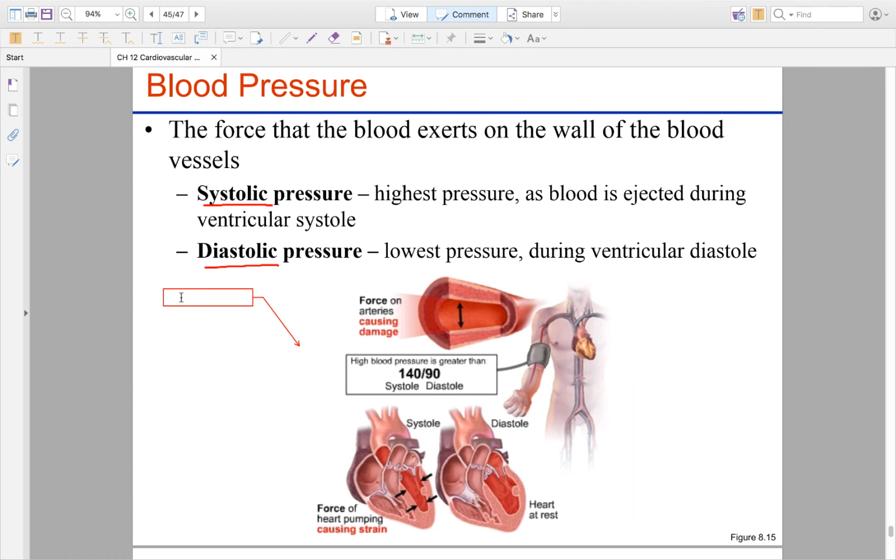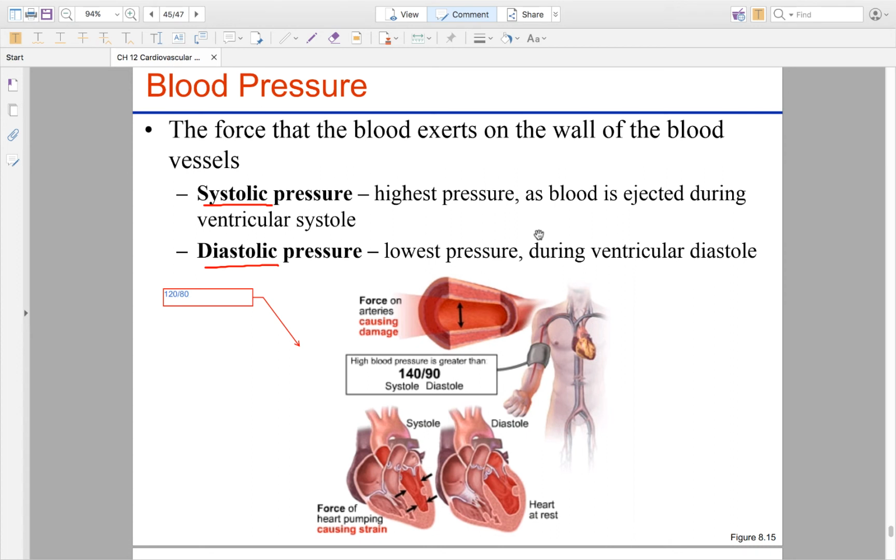So remember, a healthy blood pressure is 120 over 80. And what we're actually measuring is that 120 is measuring systolic pressure. The 80 is measuring the diastolic pressure. So systolic pressure is the highest pressure as blood is ejected during ventricular systole. Now, as blood is ejected from the heart into your arteries, that's the highest pressure of the blood.